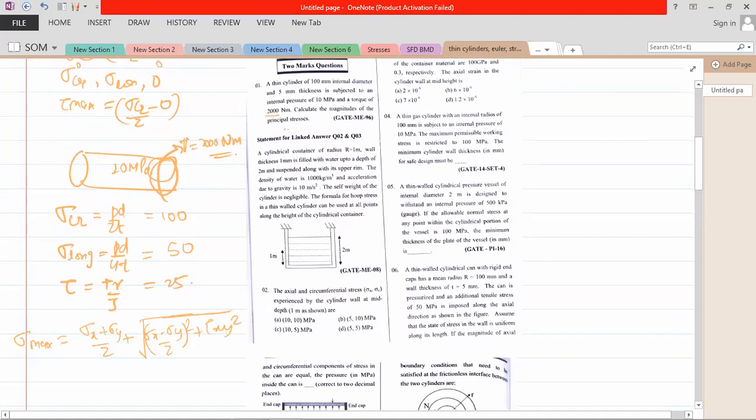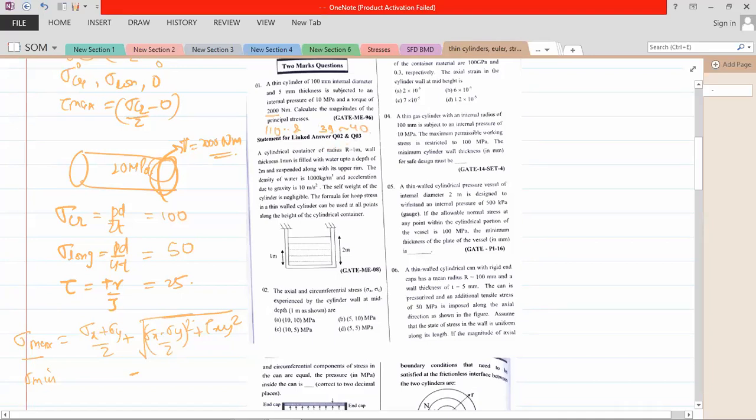This is your formula. You can just put the value and you can get the maximum principal stress, and for the minimum just put a negative sign here. Everything else is the same. So these are your magnitudes. The value for maximum, I'm writing here, is 110, and your minimum is 39 or around 40. So these are your questions.